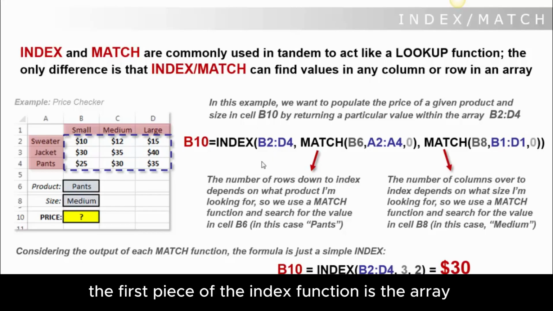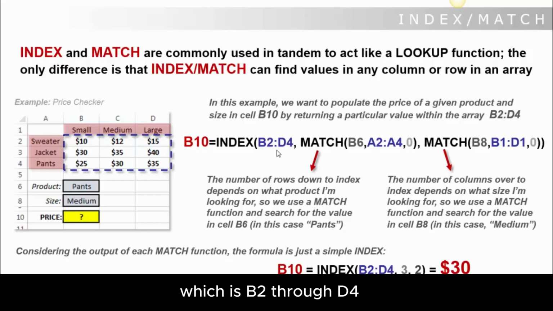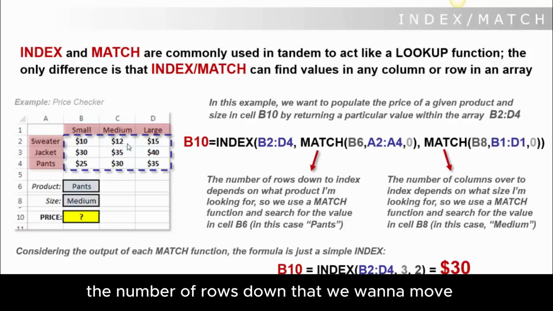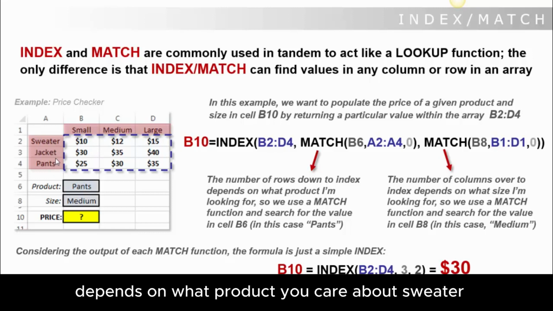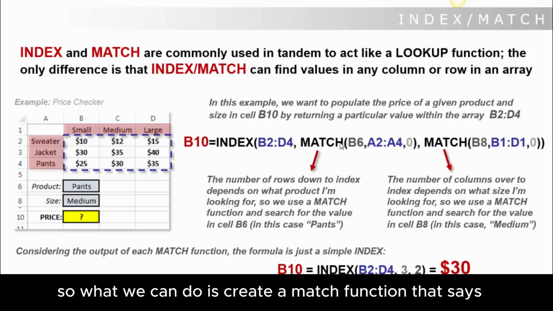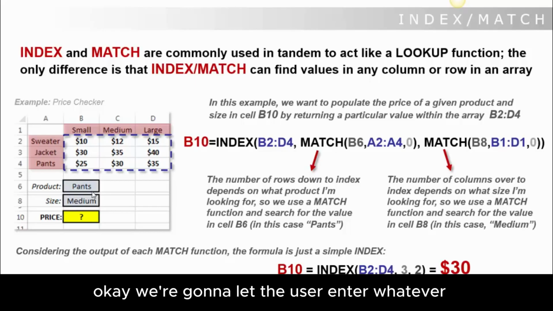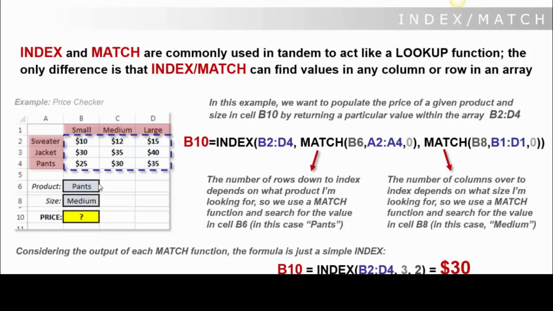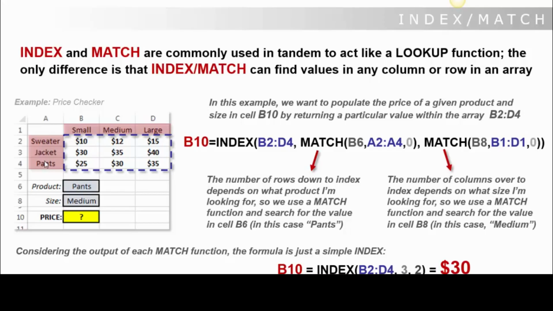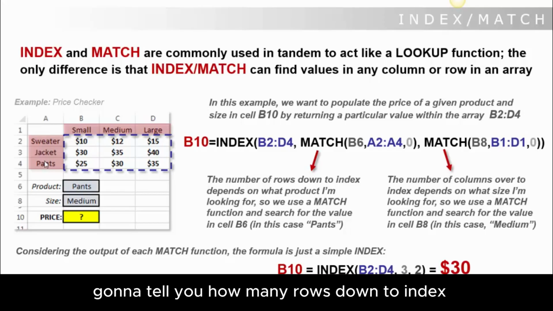So if you recall, the first piece of the index function is the array, which is B2 through D4. The second piece is the row number. So how many rows down do we want to move? In this case, the number of rows down that we want to move depends on what product you care about, sweater, jacket, or pants. So what we can do is create a match function that says, okay, we're going to let the user enter whatever product they're looking for in cell B6. And we're going to say, all right, match that product within the range from A2 through A4. And then the answer is going to tell you how many rows down to index.